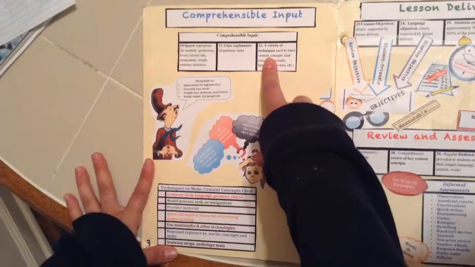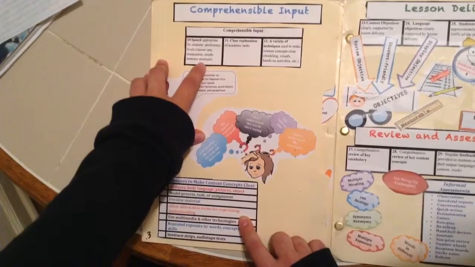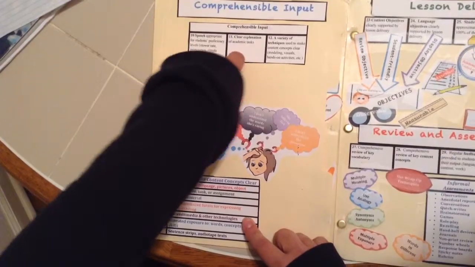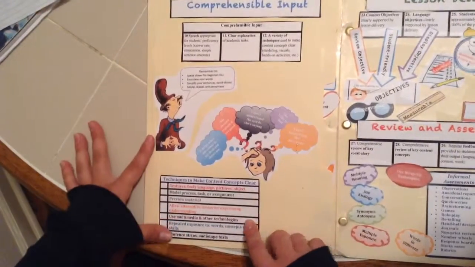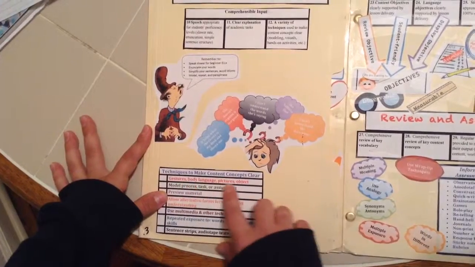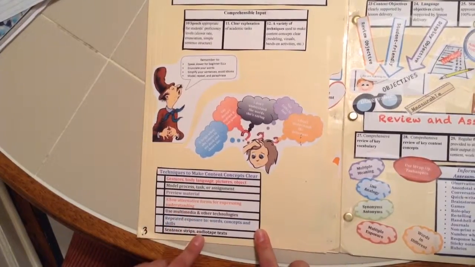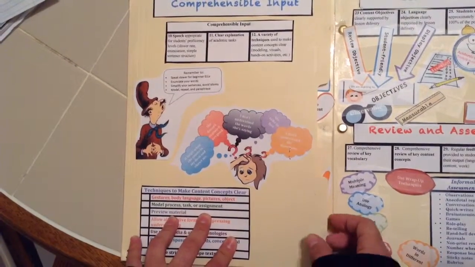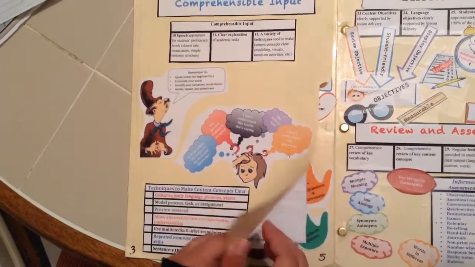This one also has 3 indicators: speech appropriate for student proficiency levels, slower rate, enunciation, simple sentence structure, clear explanations of academic tasks, and a variety of techniques used to make content concepts clear. We can look at these techniques to make content concepts clear, using gestures, body language, pictures, objects, model, process, task, or assignment, preview materials, sentence strips, just things like that to help our students understand what we're saying. We need to remember to talk slow and pronounce our words very clearly.